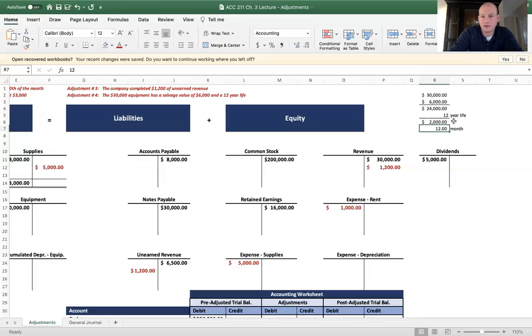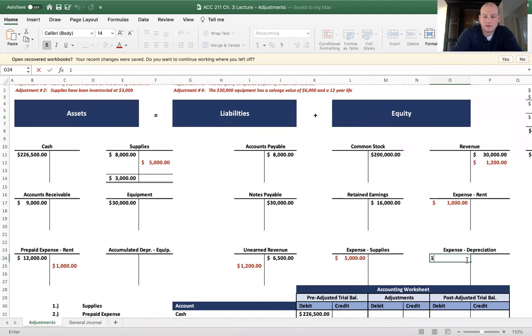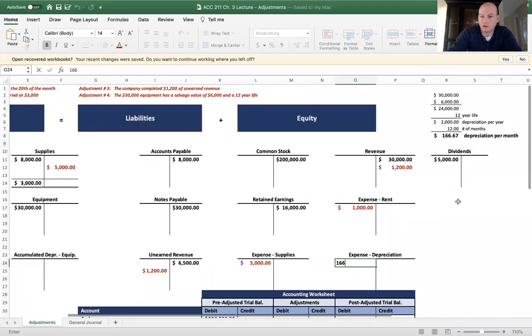This is depreciation per year, and for the monthly figure we divide by the number of months, and there are 12 months in a year, obviously. So this is depreciation per month: $166.67.